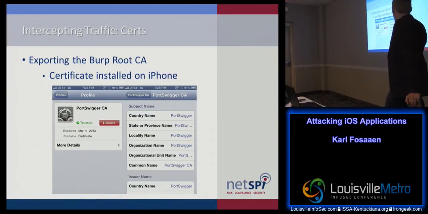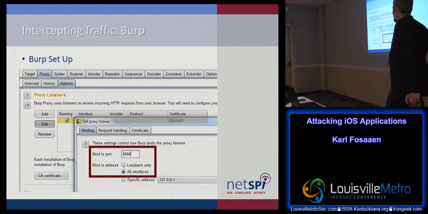So anyways, we can see here that the certificate is trusted and installed. That means that anything it signs we will trust. Within Burp, you open up Burp, go to your proxy tab, and go to Options. You edit your running proxy listener. We're going to bind to port 8888. Basically, listen on all interfaces so that you can set it to your Wi-Fi interface. That's basically what you need it for.